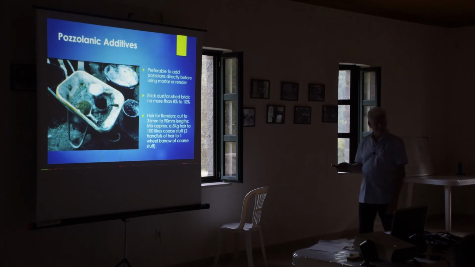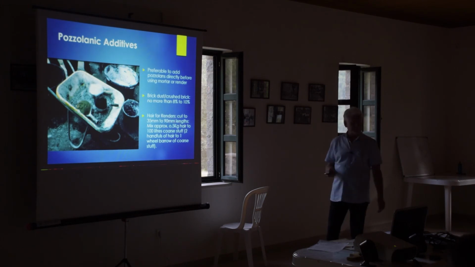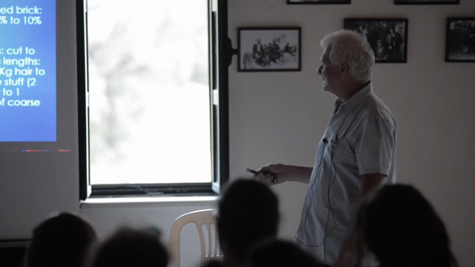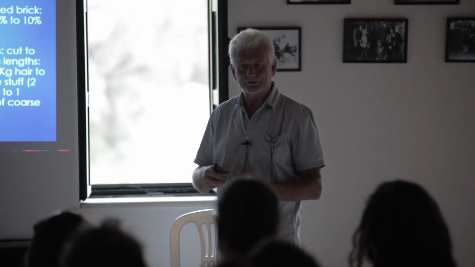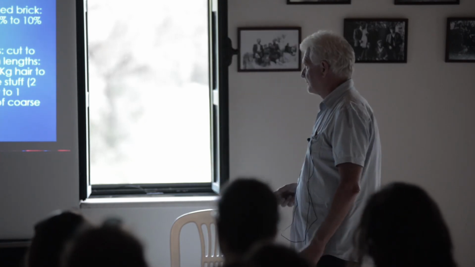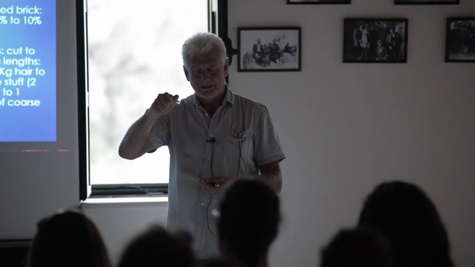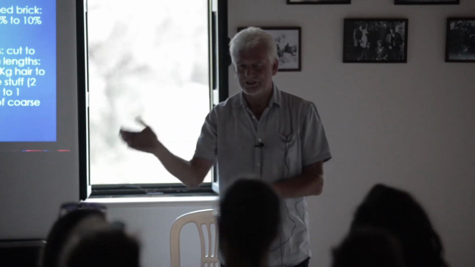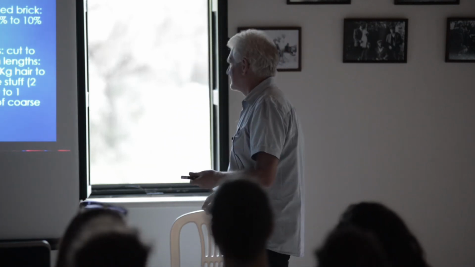This again is an average: hair for renders, cut to 35 to 90 millimeter lengths. This is not a Bible, this is not the only way of doing it, but it's an average. The mix is approximately 0.5 kilograms of hair to 100 liters of mortar. So that basically works out at 2 good handfuls of hair to 1 wheelbarrow, and you tease it in. You don't just throw it in. You put some in, mix it, put some more in, mix it.